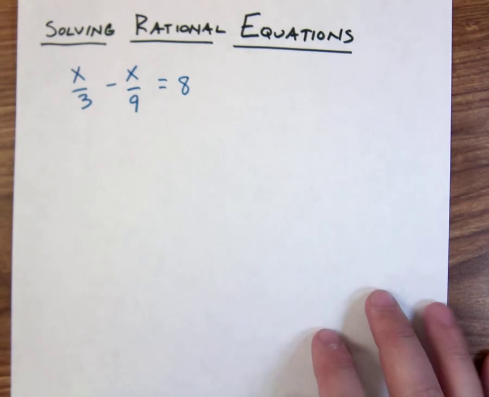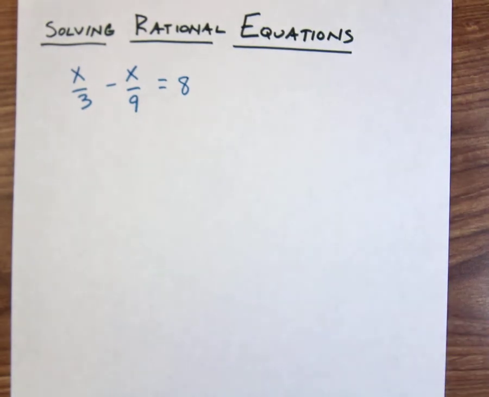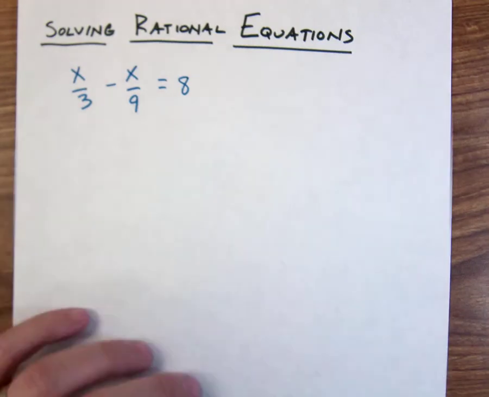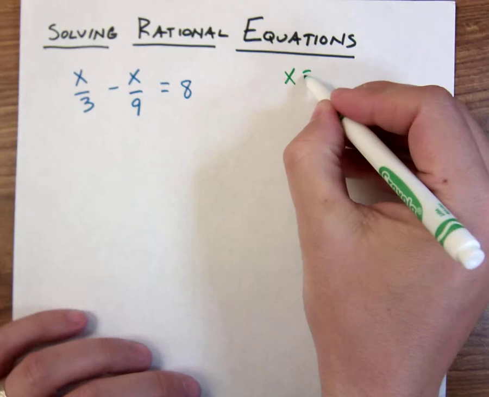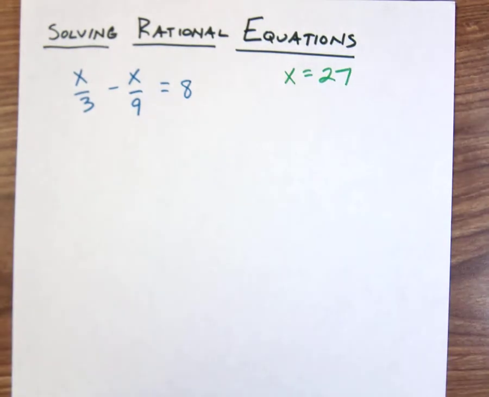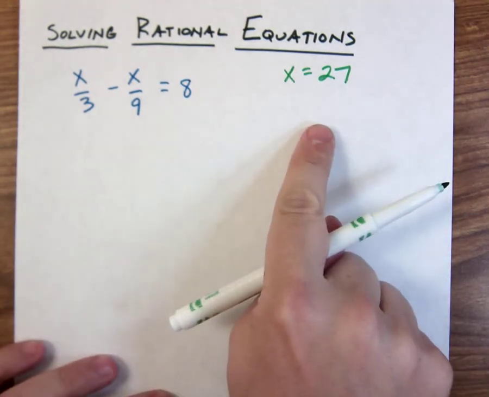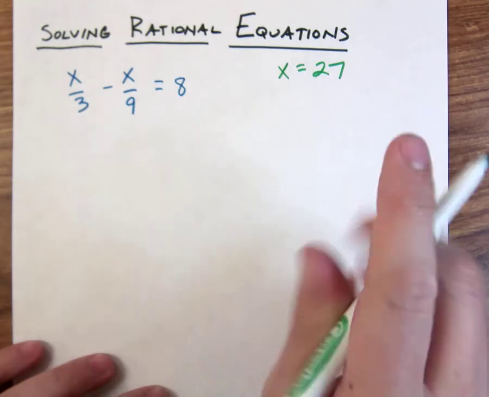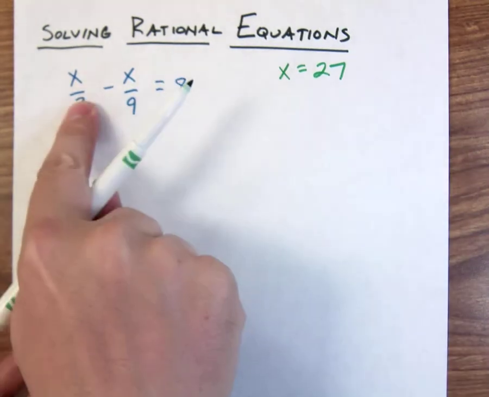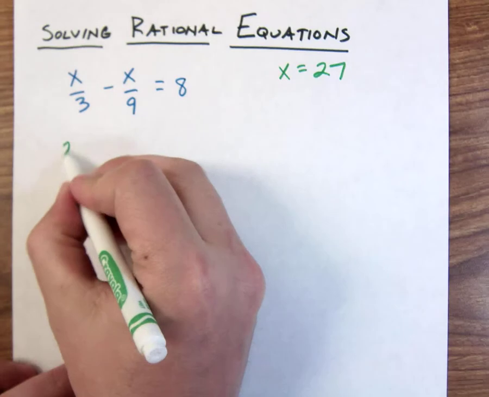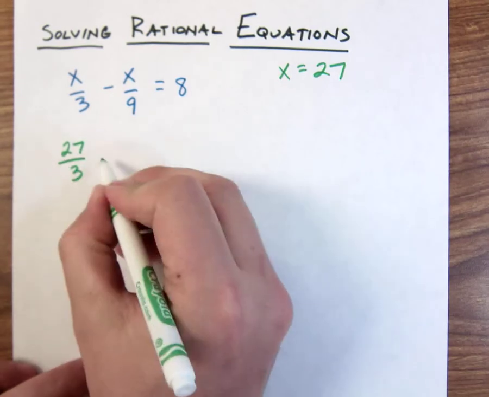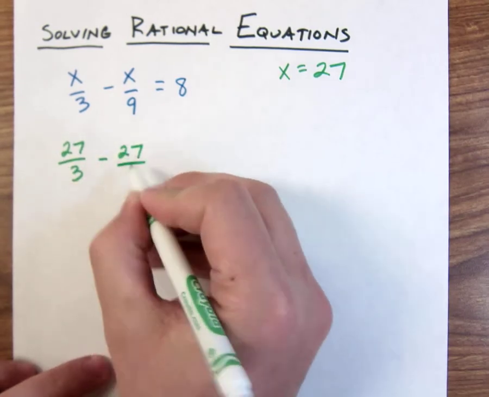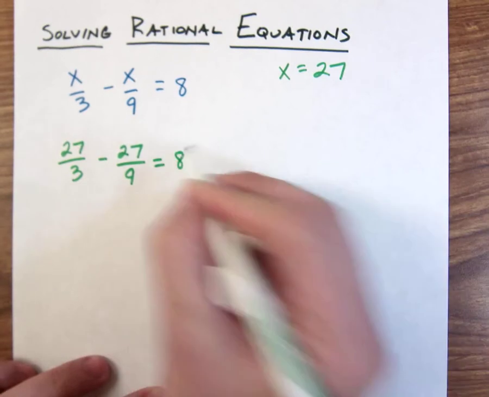So here's an example of a rational equation, and I want to solve this. I want to figure out what x is. So I'm just going to take a blind shot in the dark. I'm going to say, what if x was 27? That seems reasonable, right? I'm just making up a number. Okay. Now, the way that I could tell if 27 was actually the right answer is by taking the 27 and plugging it in over here. So I would do 27 divided by 3 minus 27 divided by 9 equals 8.